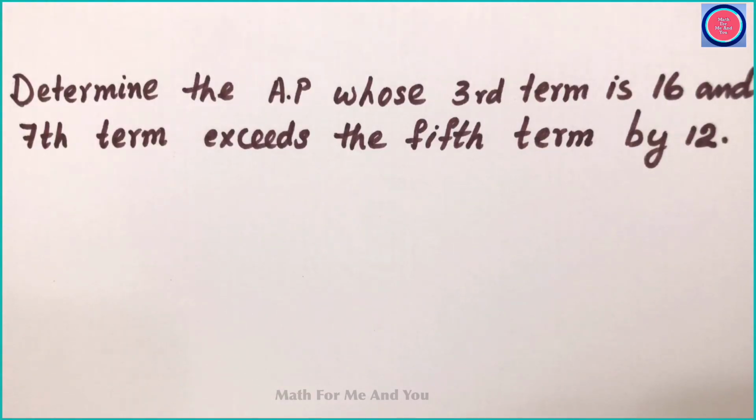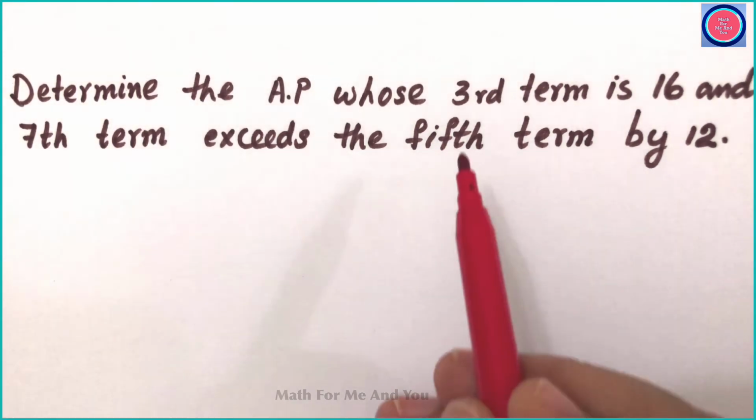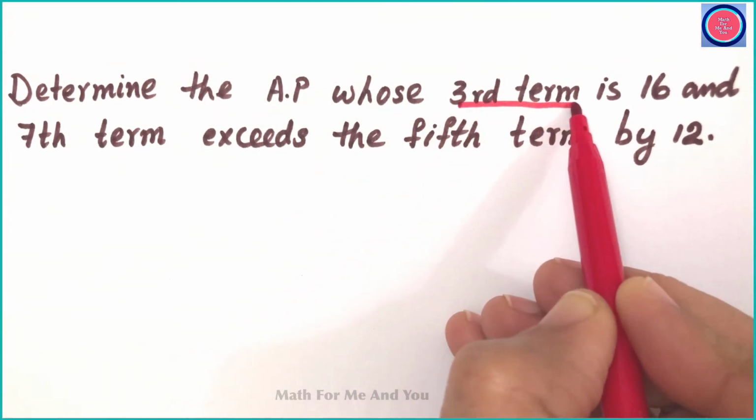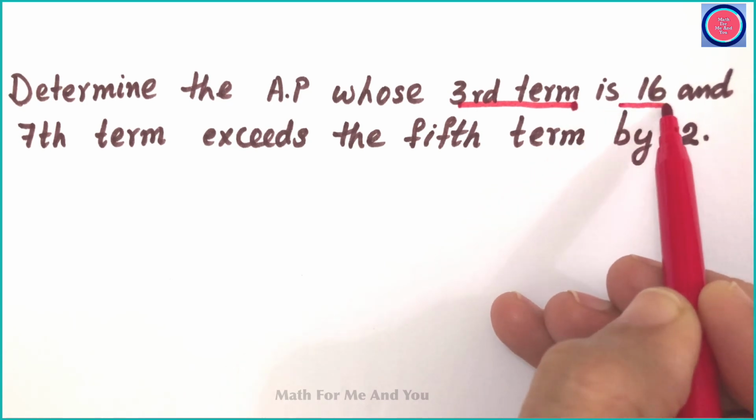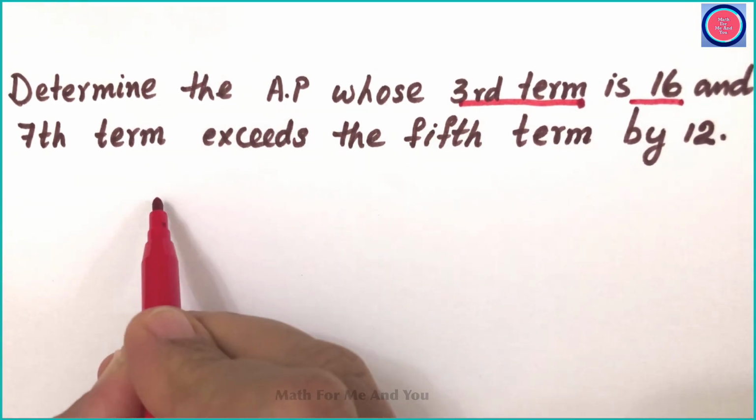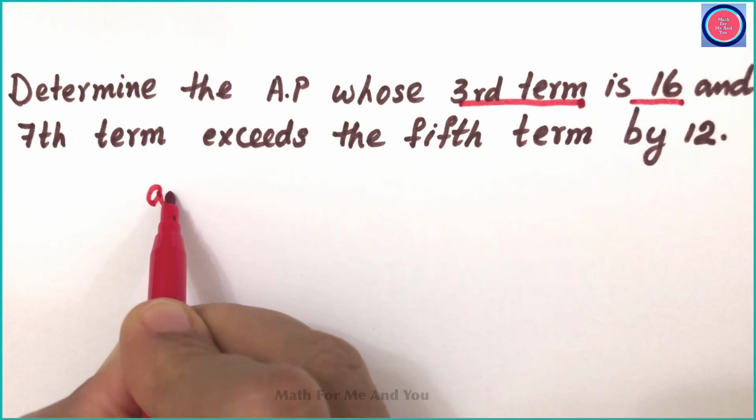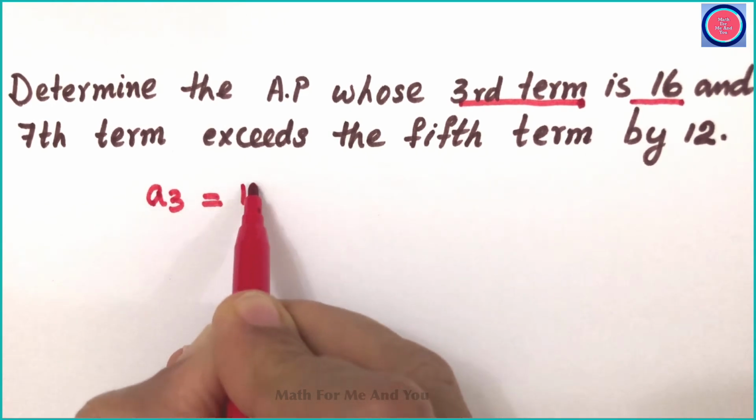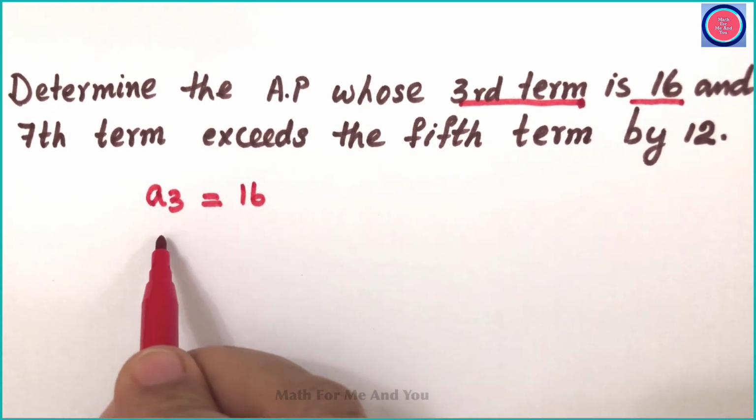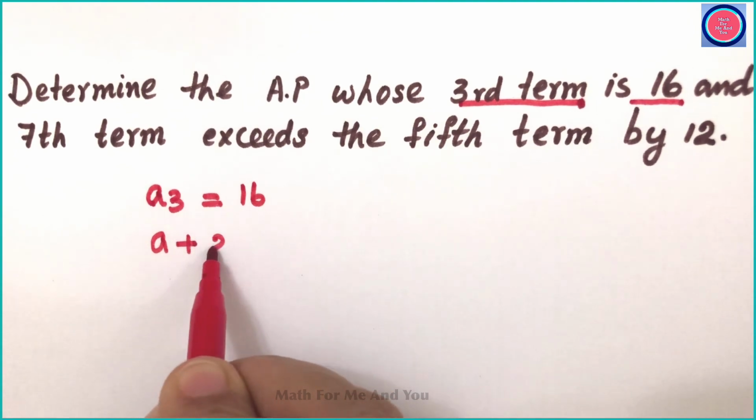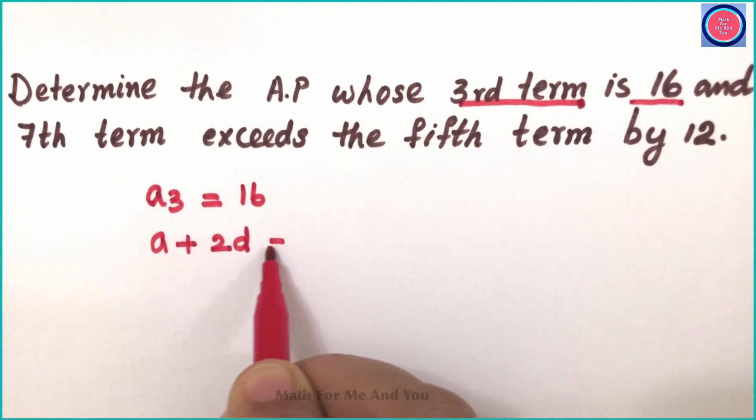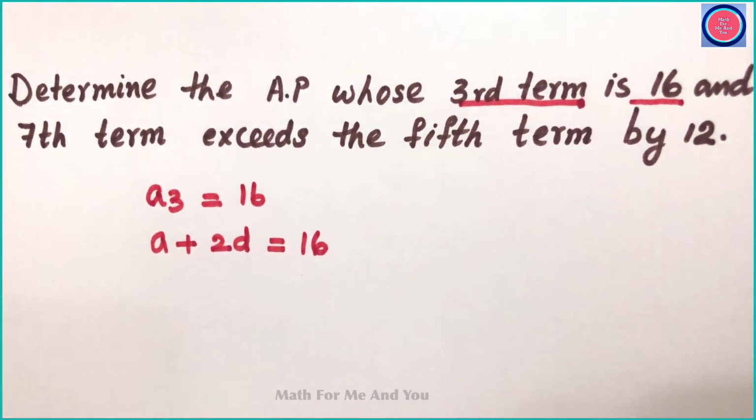Next question. Determine the AP whose third term is 16 and the seventh term exceeds the fifth term by 12. It is given third term is 16, so we could start from there. What is third term? A3. A3 is equal to 16. And we can use the formula. This is A plus 2D. N minus 1, 3 minus 1, that is 2D equals 16.